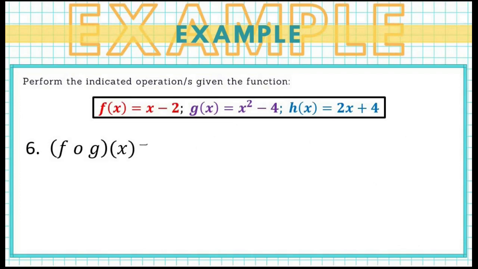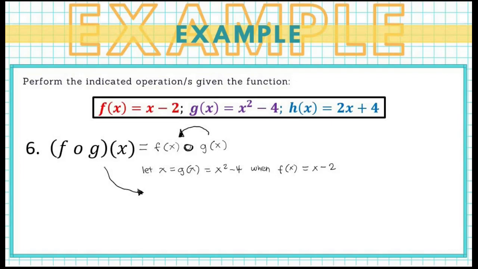Moving on to another example, let's now try to operate composition of function. So this function can also be written as f of x circle g of x. So I discussed a while ago that when we say composition of function, it is inputting a function within another function. So g of x will be substituted as x to f of x. So now we let x be equal to g of x, where g of x is equal to x squared minus 4. This is now the value we're going to substitute to f of x, which is x minus 2. So we simply substitute the value of g of x to f of x.